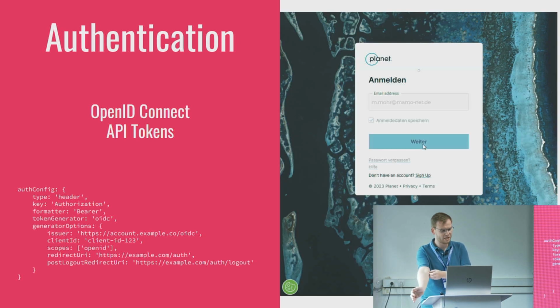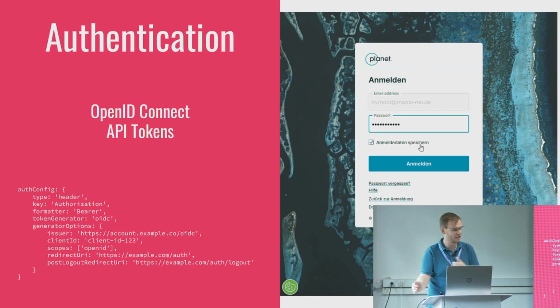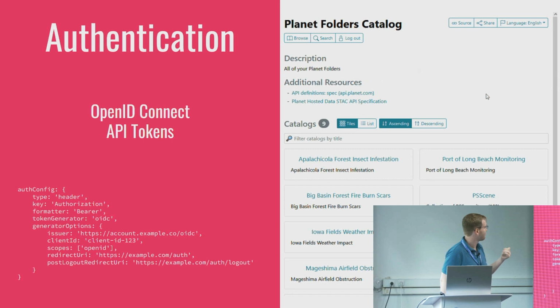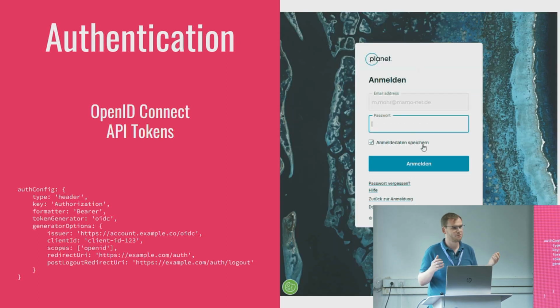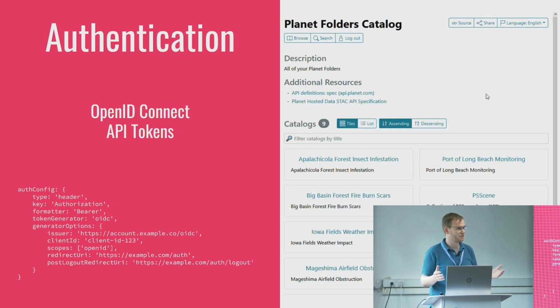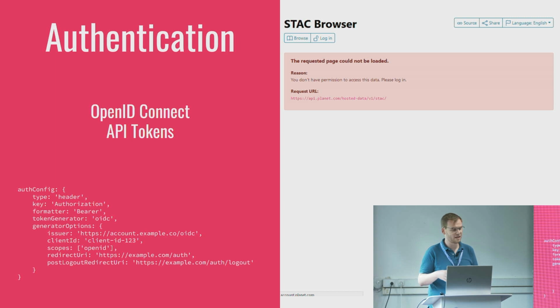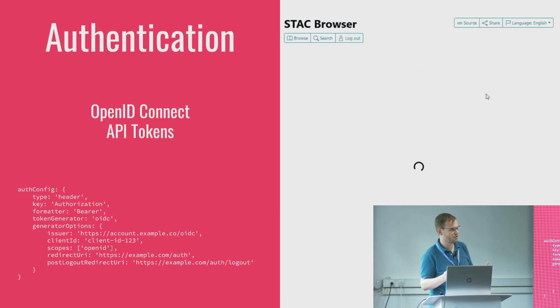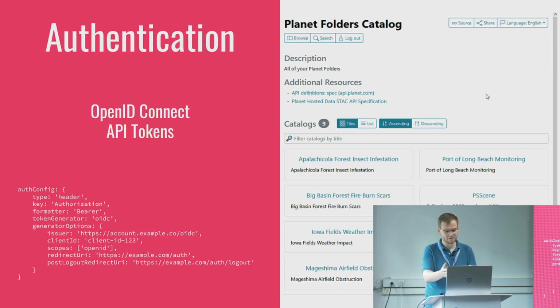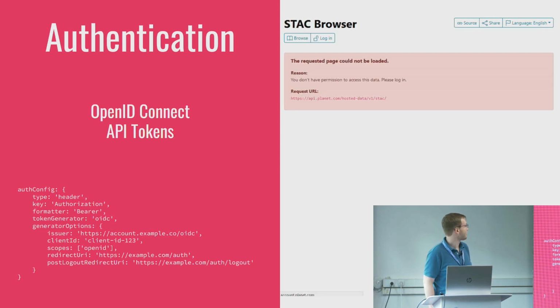Authentication support has also been added. We have integration for OpenID Connect, which is shown here for Planet. Basically, if it encounters a 401 or 403 HTTP error, it redirects automatically to the OpenID Connect login flow. You can authenticate, and then it redirects you to the page. It has an access token in memory, and it can request all the data according to that.